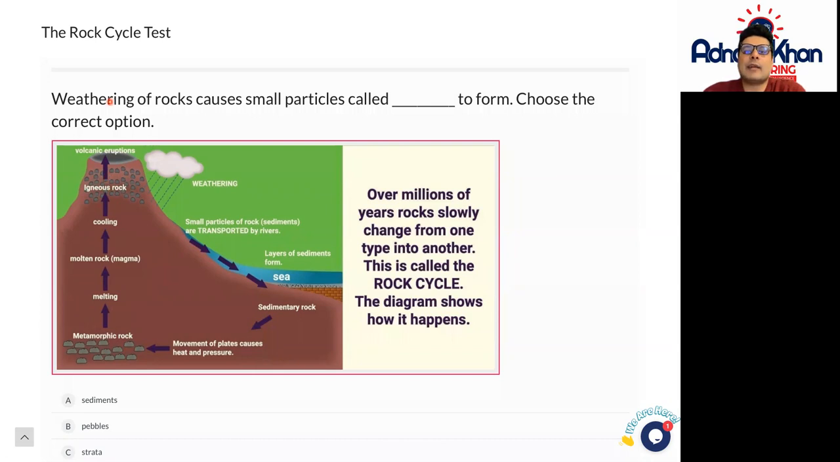And then through volcanic eruptions and through weather, those small particles and other particles are transported through rivers into seas, and then they turn into sedimentary rock. The plate tectonics underground and the heat and the pressure underground then turn sedimentary rocks into metamorphic rocks. And then metamorphic rocks will melt and form molten rock, magma, which further will cool and turn into igneous rock. So this is the rock cycle.